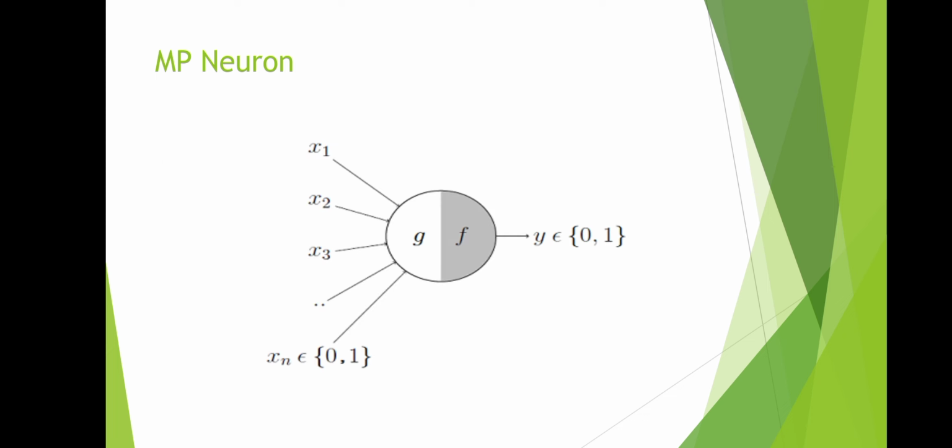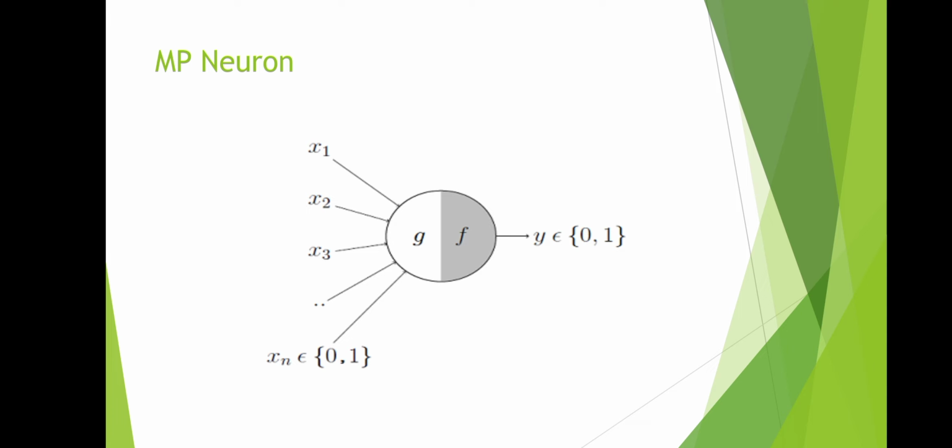Then how does the MP neuron work? First, it takes the inputs x1, x2, and it is divided into two parts. The first one is g. It takes the input and performs some aggregation function, that is the aggregated value. The second one is f. It makes the decision for that function. Then the last one goes to y, the output of the MP neuron, either 0 or 1.